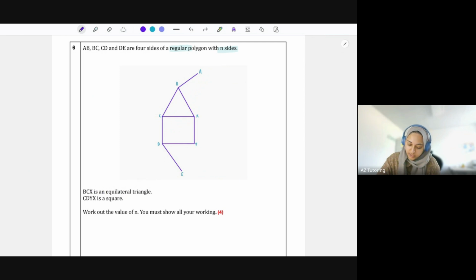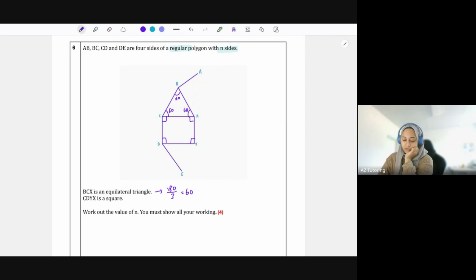BCX is an equilateral triangle. What do we know about an equilateral triangle? Same sides, same angles. There's 180 degrees in a triangle. So if you divide that by 3, because all the angles are the same, each angle is 60. So I can put that in. And it says CDYX is a square. So here's a square. And in a square, I know all the sides are the same, and I know that they're all right angles. So I can put that in as well.